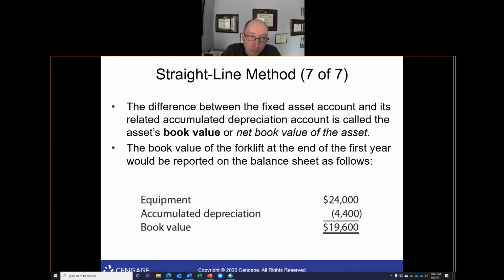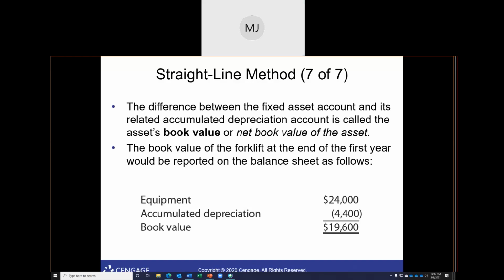Questions? It's pretty much the end of straight line. Everyone understands straight line depreciation now? Kind of, sort of, mostly? Yes? Yes, sir. Great. Thanks, Mike. Appreciate it.